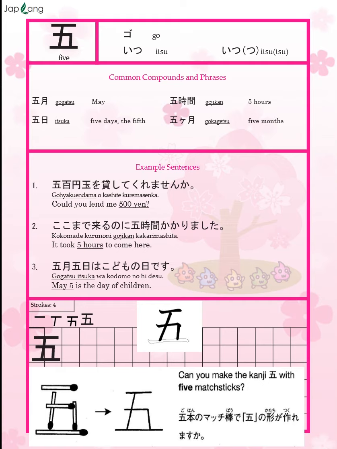And can you make the kanji 5 with 5 chopsticks? You can see here. Now, gohyaku. Gohyaku en kashite kuremasen ka, could you lend me 500 yen? Or you can say koko made kuru no ni go jikan kakarimashita. It took 5 hours to come here. So these are the kanji.